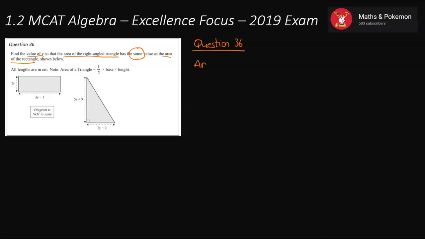So when is the area of the rectangle, or I said square before, definitely not a square, it's a triangle. Area of rectangle is equal to the area of the triangle. So that's our first step. We now need to somehow form some expressions for this triangle and this rectangle. Rectangles are base times height, so that's going to be 2y times 3y minus 1.